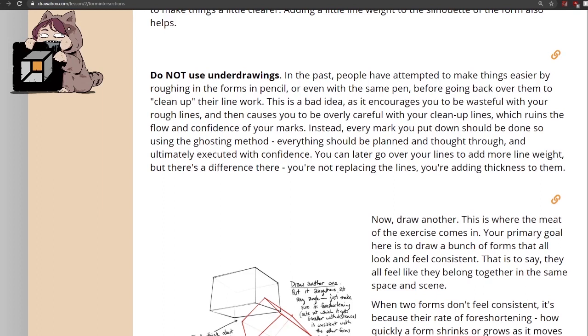Instead, every mark you put down should be done so using the ghosting method. Everything should be planned and thought through and ultimately executed with confidence. You can later go over your lines to add more line weight, but there's a difference there. You're not replacing the lines, you're adding thickness to them.